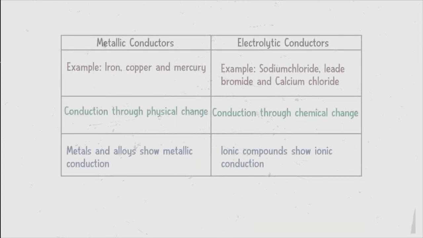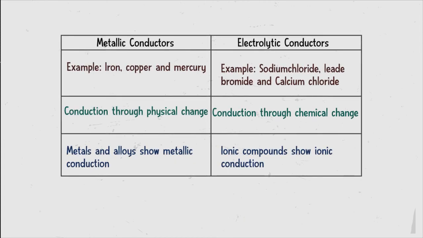Let's now compare conductors in electronic conduction and electrolytic conduction. Conductors of electricity can be classified as metallic conductors and electrolytic conductors. Iron, copper and mercury are some examples of metallic conductors. Sodium chloride, calcium chloride, lead bromide are examples of electrolytes. These substances conduct electricity in molten state only.